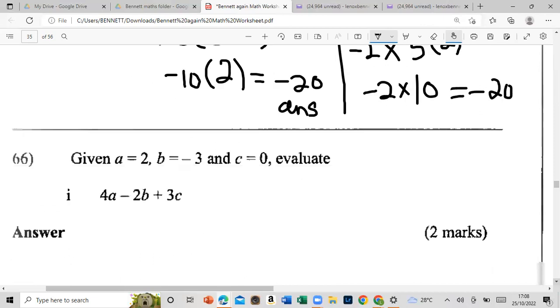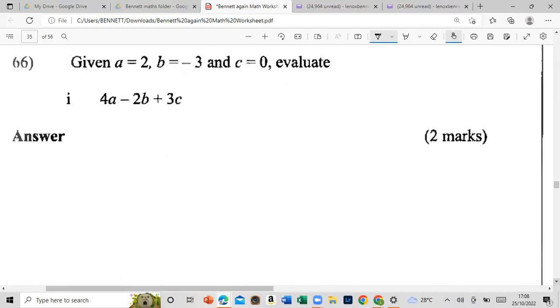Alright, so this one now, it says given A is equal to 2, B is equal to negative 3, and C is equal to 0, evaluate 4A minus 2B plus 3C. Again, guys, you are encouraged to try the questions before. So go ahead and attempt it, and this one is worth 2 marks.